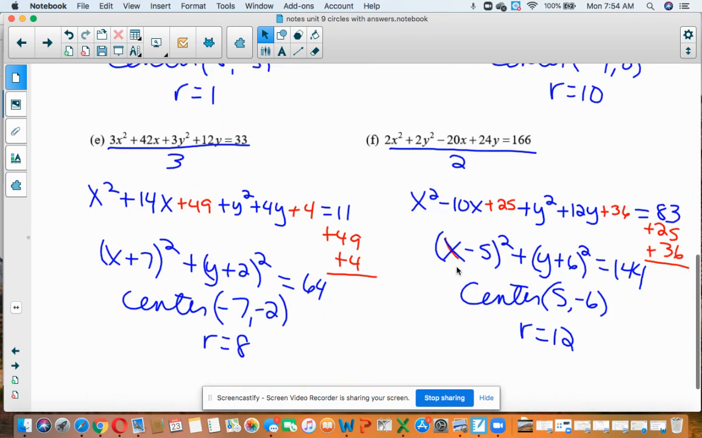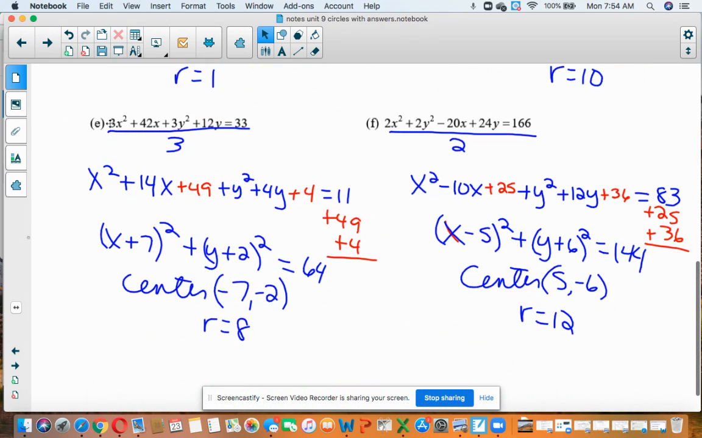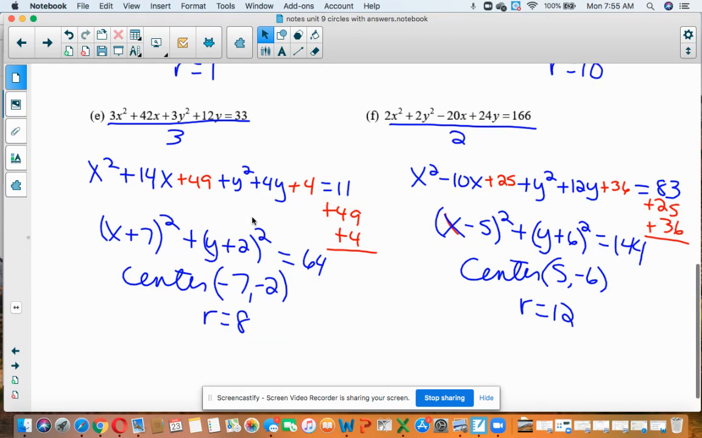And then E and F are a little bit different in that there is a number in front of the x squared and the y squared. We can't do this with a coefficient in front. So basically, I'm dividing everything by 3. And the only way this is going to work is if all the numbers they give you are divisible by the same number, and they always will be. So when I divide by 3, I get x squared plus 14x, y squared plus 4y equals 11. And then the stuff that I'm adding on to complete the square is all in red. So you can take a look at that.